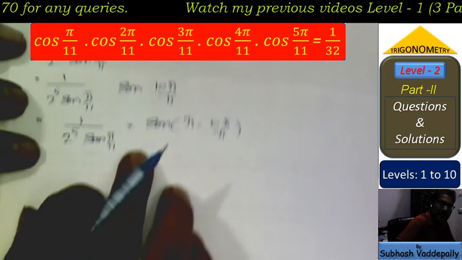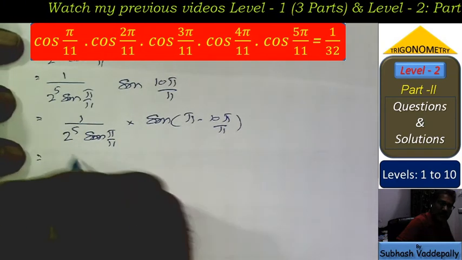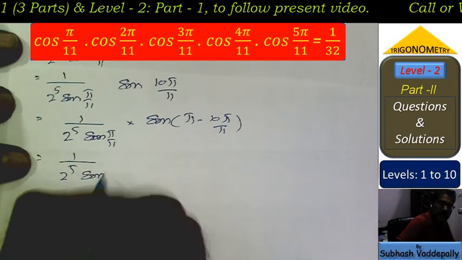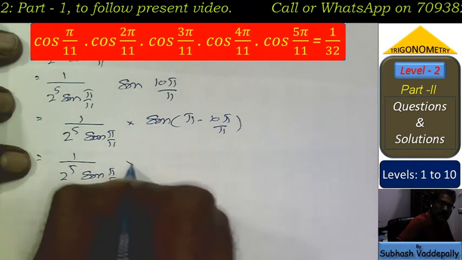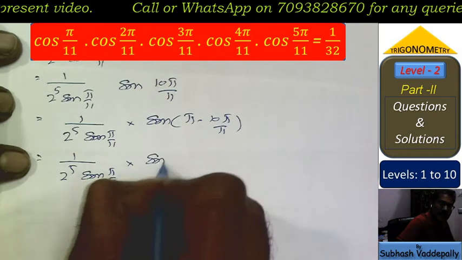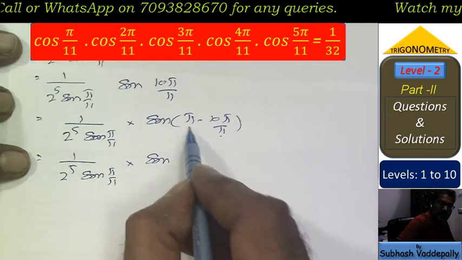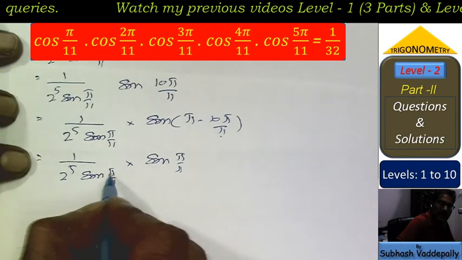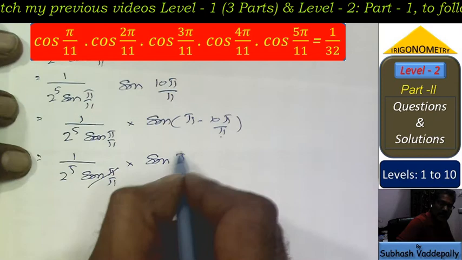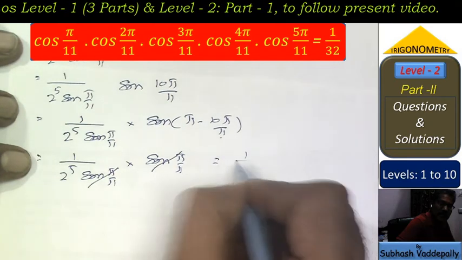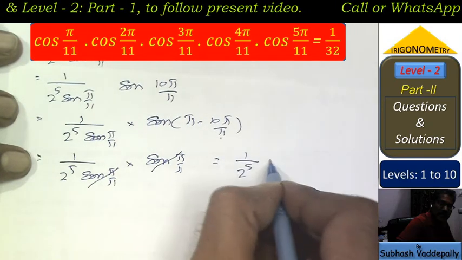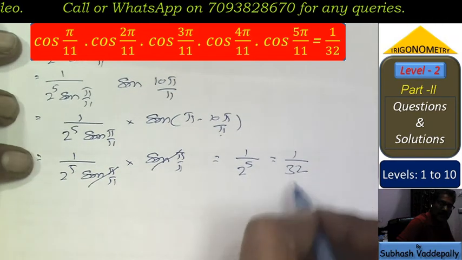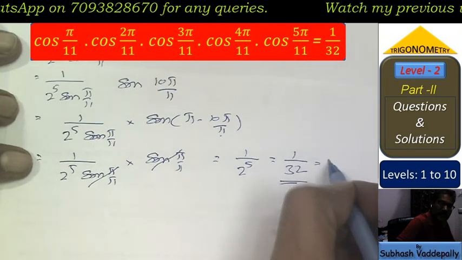Okay, so this is 1 divided by 2 power 5 sine pi by 11 into, we simplify the bracket value, 11 pi minus 10 pi, it is pi by 11. So here this sine pi by 11 and sine pi by 11 get cancelled. The remaining is 1 divided by 2 power 5, which is equal to 1 divided by 32, which we require to prove, which is equal to the RHS.